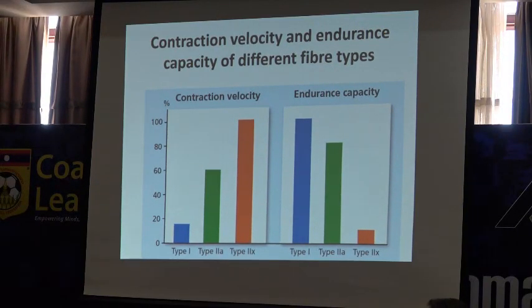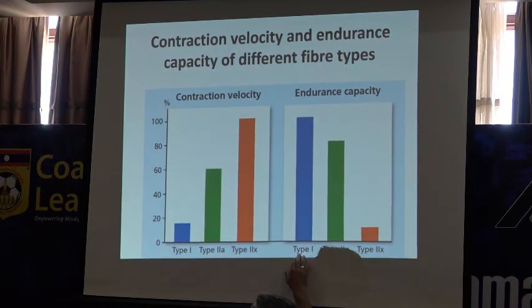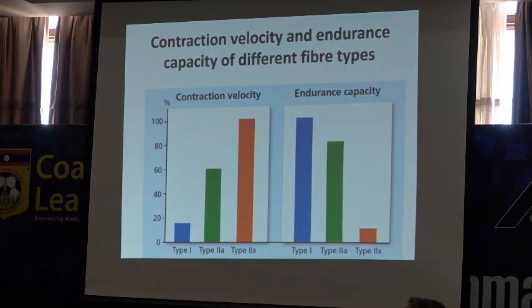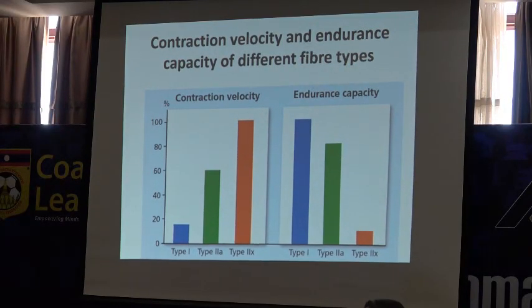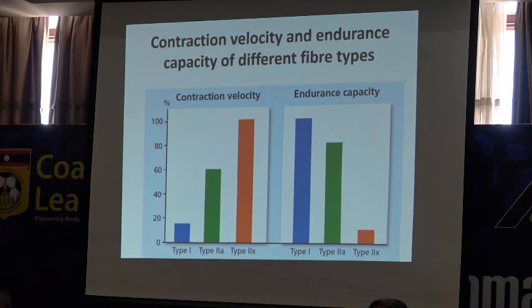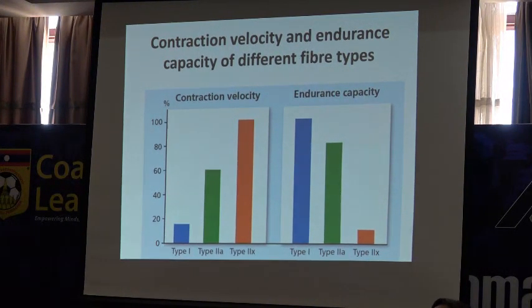Usually animals that have many type 1 fibers, they are really active all the time. If you take animals that have a high endurance capacity because of type 1 fibers, they move around all the time.